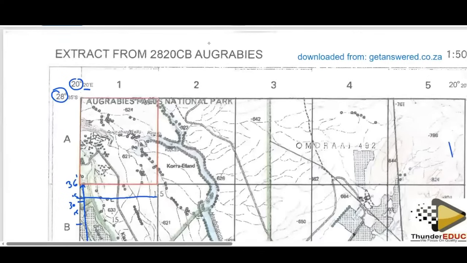But check 27 seconds. Remember, we know that from here up to here, it is 60 seconds. So half of 60, it will be 30. So if this is 30, it means 27 could be somewhere here. All right. So if you use a straight line to draw this longitude to intersect with our latitude here, excuse me.